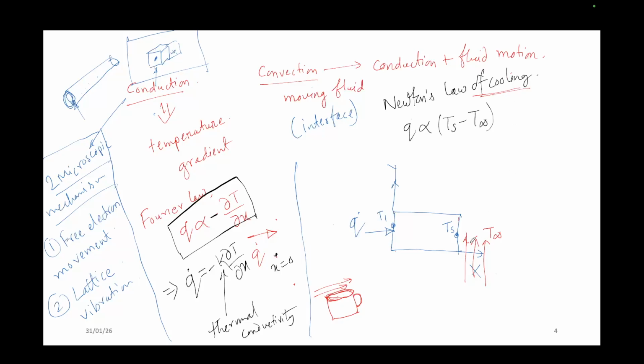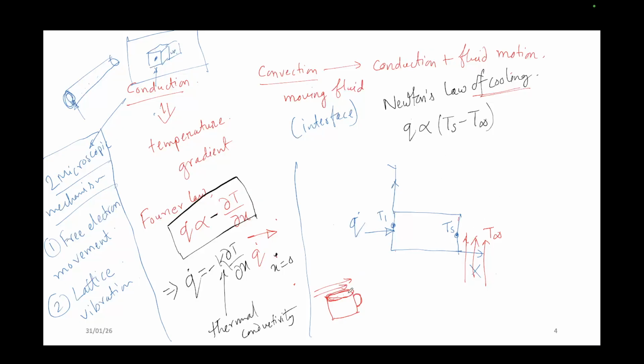Heat will transfer if there is a temperature difference, that is, from high temperature to low temperature. So if there is a temperature difference between Ts and T infinity, say Ts is greater than T infinity, the heat will transfer. The heat transfer is proportional to the temperature difference between the two. If the temperature difference is more, the heat transfer will be more. If the temperature difference is less, the heat transfer will be less.